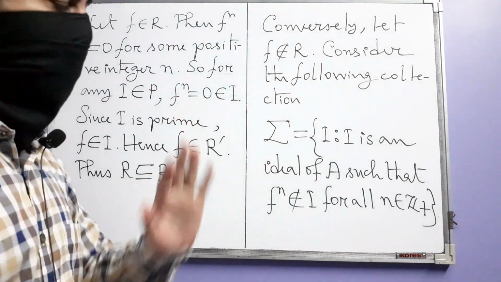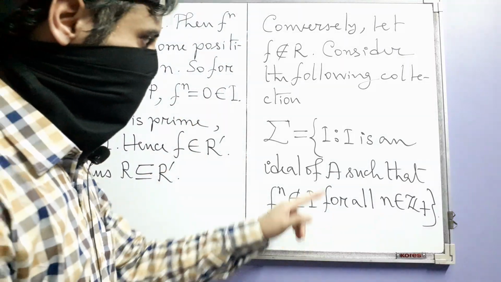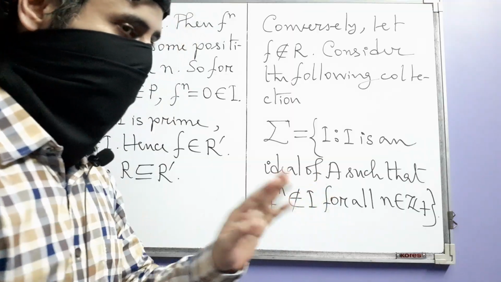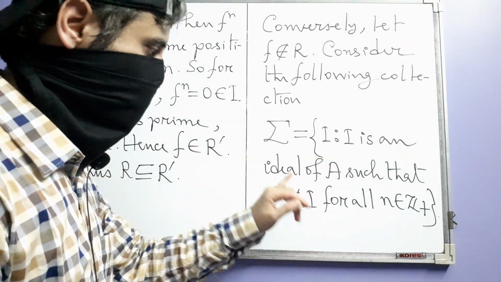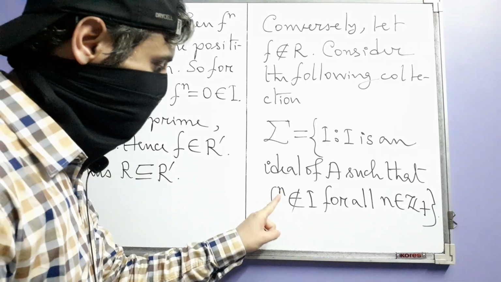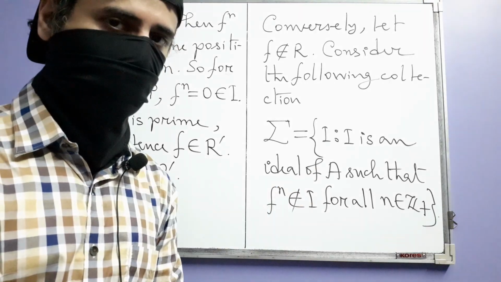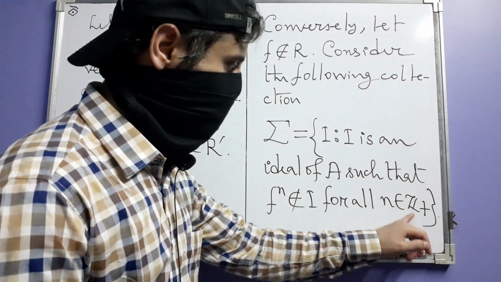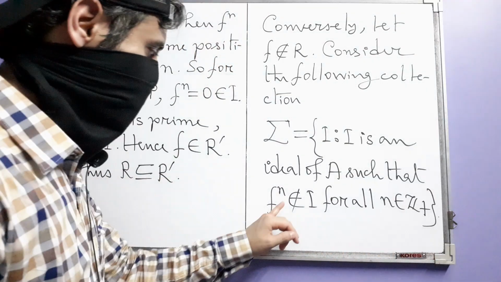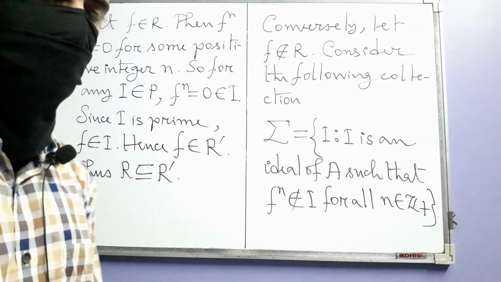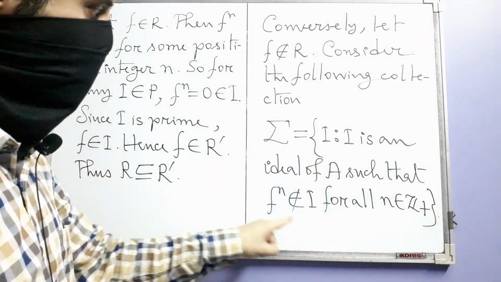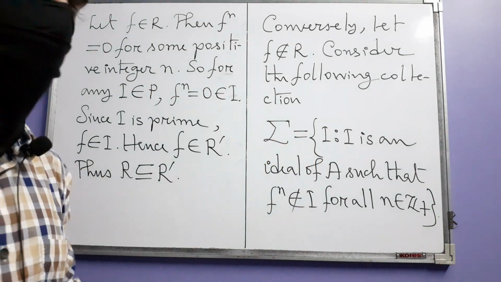So what are the elements in this sigma? In this sigma, the elements are the ideals of A, not all ideals, but those ideals that do not contain any positive integral power of f. For every n belonging to Z plus, this f to the power n is not in I. That type of ideals I have been collected and their collection is sigma.